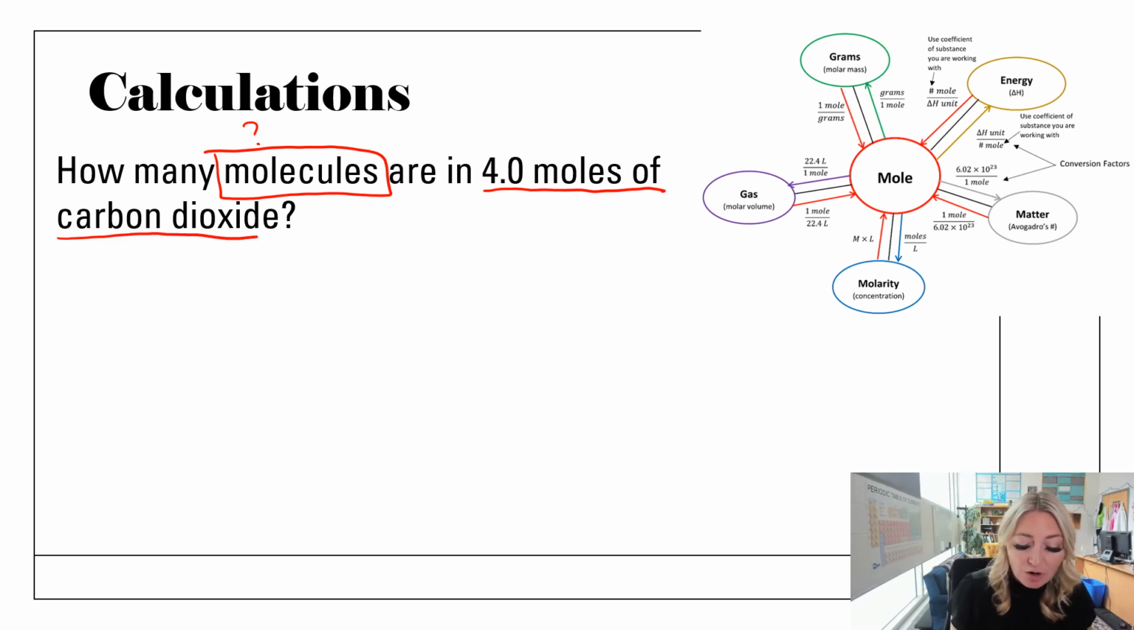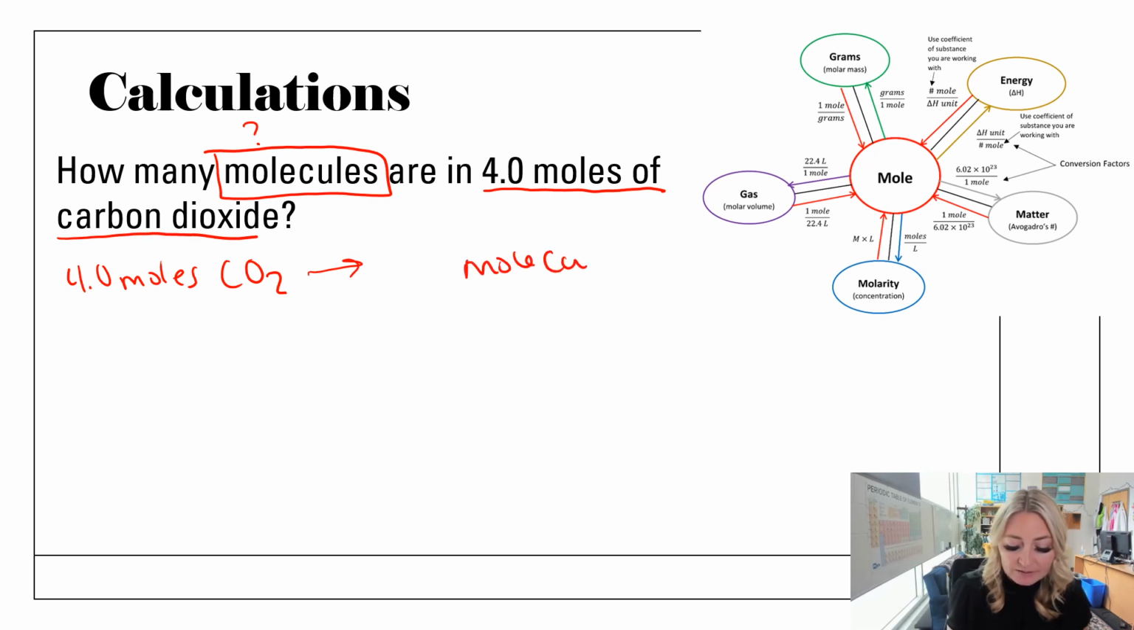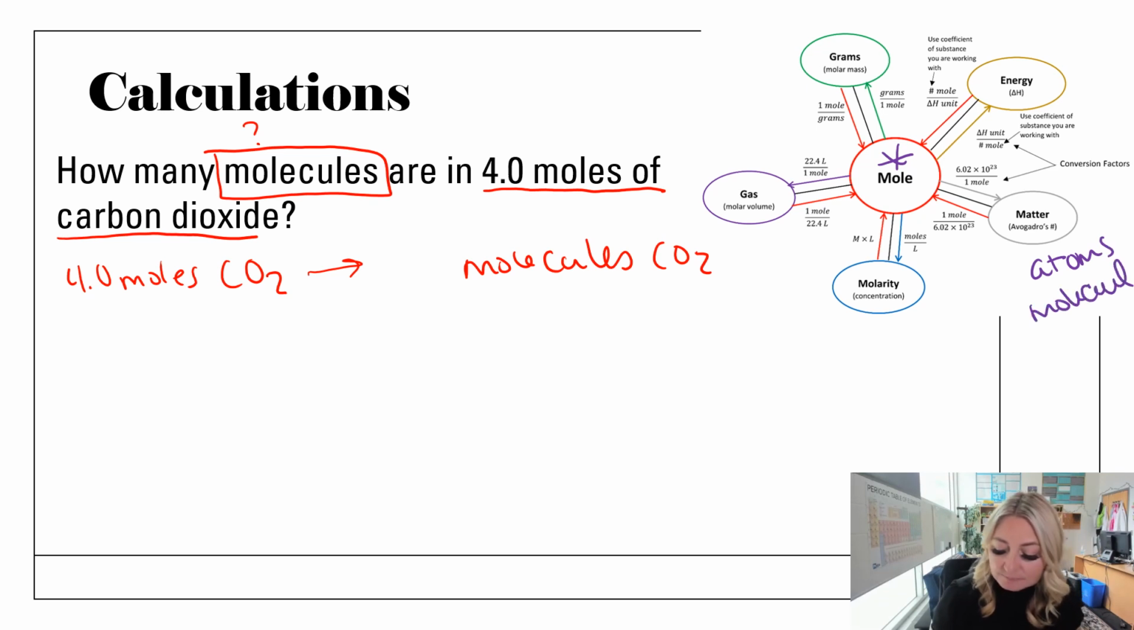So I am starting with 4.0 moles of carbon dioxide, and they want me to go to molecules of carbon dioxide. So I'm going to put a little asterisk here in the mole bubble. I'm starting in moles, and because it's molecules, and we've said before, matter in Avogadro's number describes atoms and molecules. Be careful how you abbreviate that. You don't want it to look like moles.